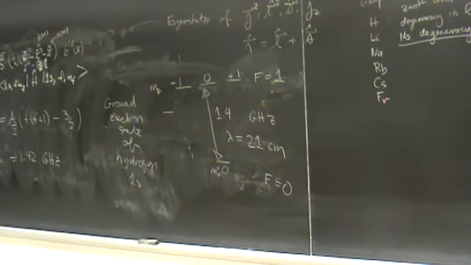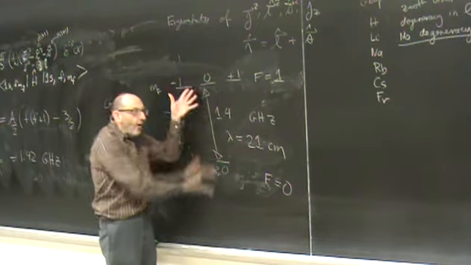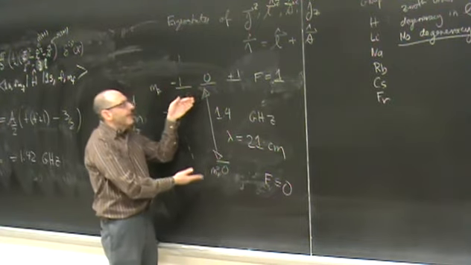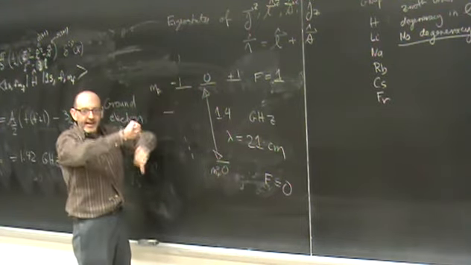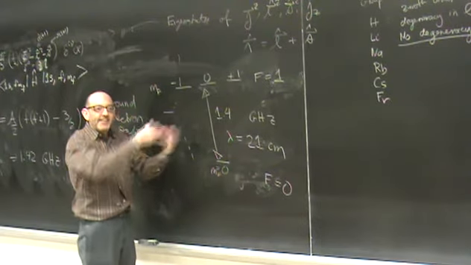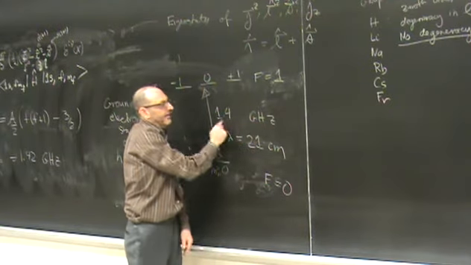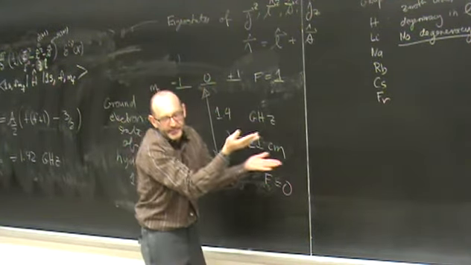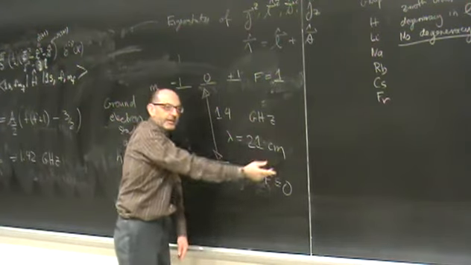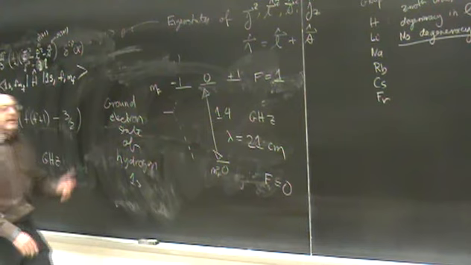This is the famous 21 centimeter line that people make their whole careers off of. Radio astronomy is all based on this. That is to say, if you have a collision of 2 hydrogen atoms in a gas, and you flip from this state to this state, you will emit this, it's really a microwave, but we call it a radio photon, which has a wavelength of 21 centimeters.